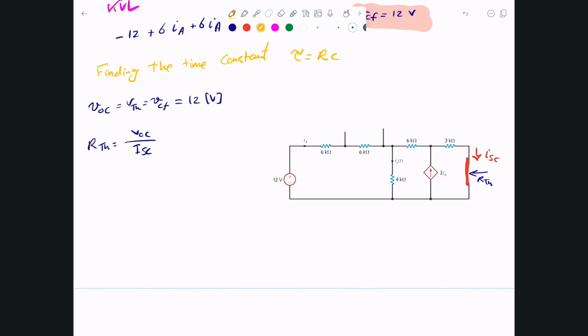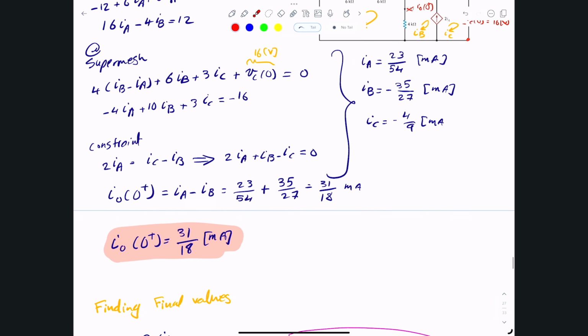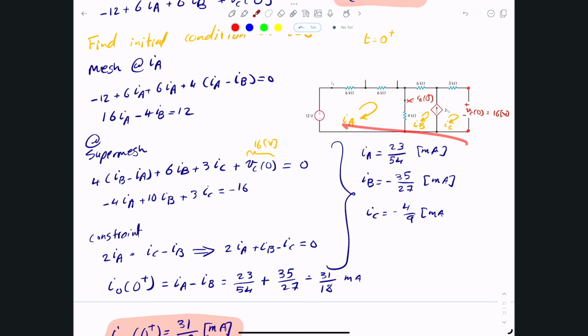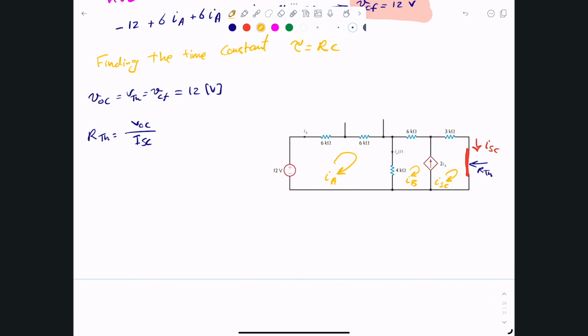Again, nodal or mesh. Since I'm looking for a current, I'll just use nodal. This is I of A, this is I of B, and I'm going to call this I short circuit because this is exactly what I'm looking for. Again, these I of A, I of B, and I short circuit are not the same as before. They're different currents in here. I'm just keeping the naming so that we don't get confused.